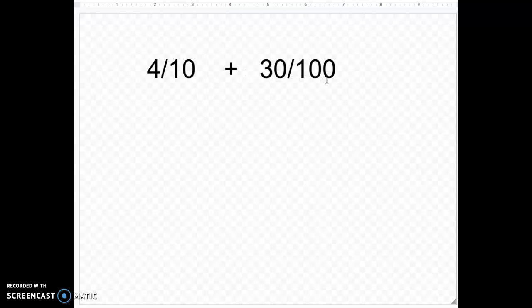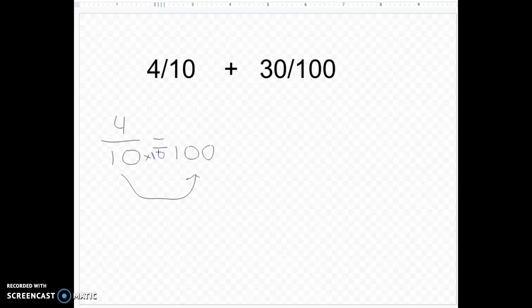4/10 plus 30 hundredths, or you could think of it like 4 dimes plus 30 pennies. So you have to convert the dimes to pennies. So what you're going to do is find an equivalent fraction to 4/10 that has a bottom number of 100. So you put an equal sign here, and then you ask yourself, how did 10 become 100? Did I multiply or divide? And of course, we multiplied by the number 10.